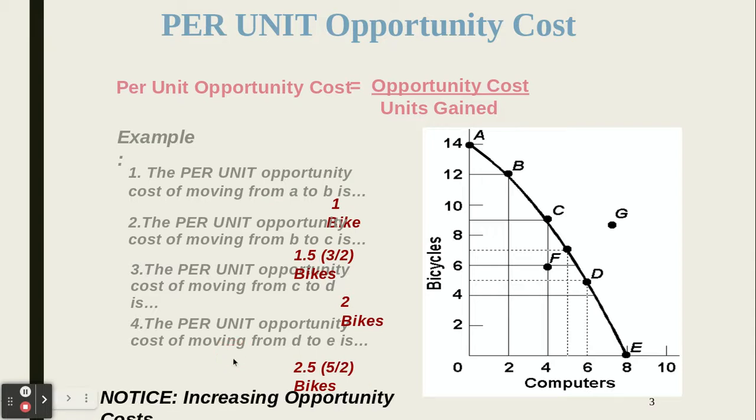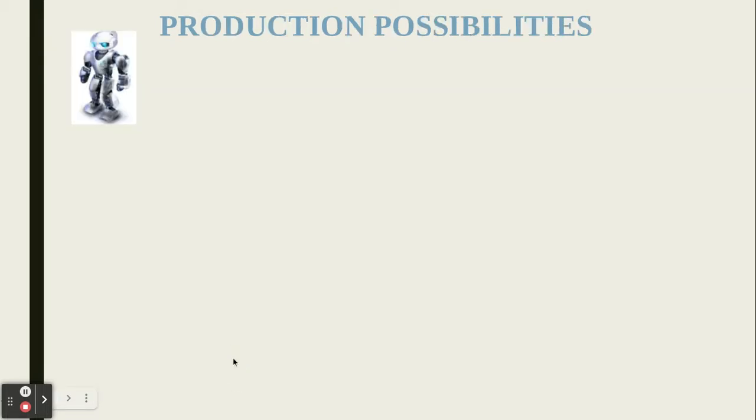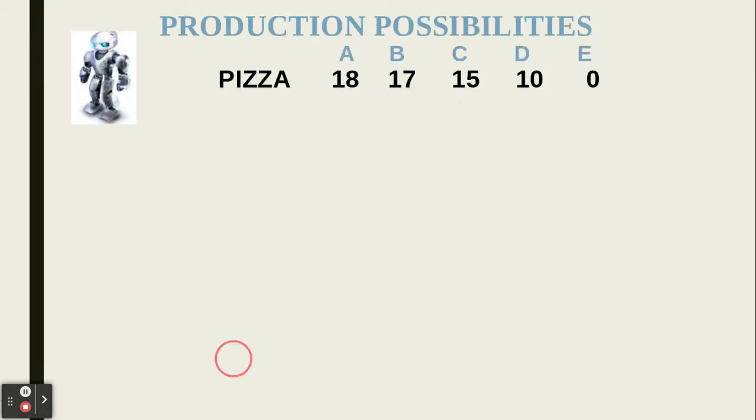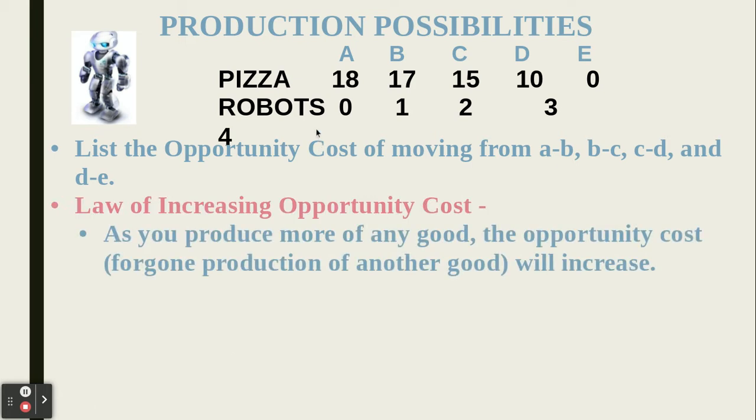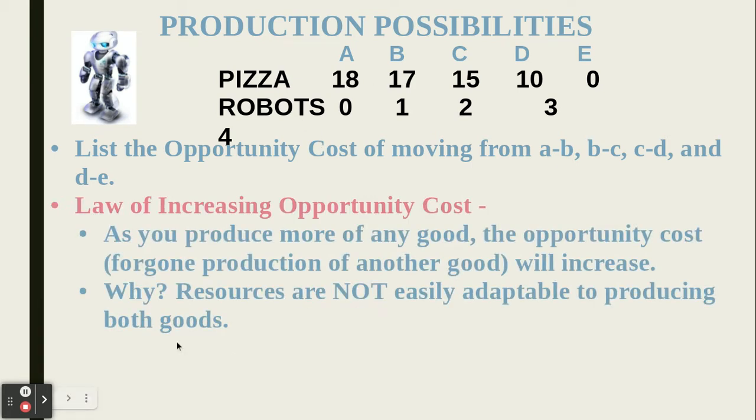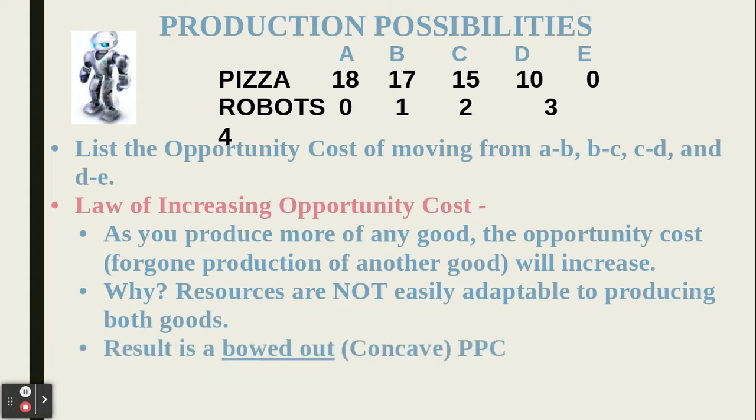Okay, well, why is that? That's what we call increasing opportunity cost. Increasing opportunity costs: anytime you produce more of one good instead of the other, because you have scarce resources, you are foregoing that other resource.